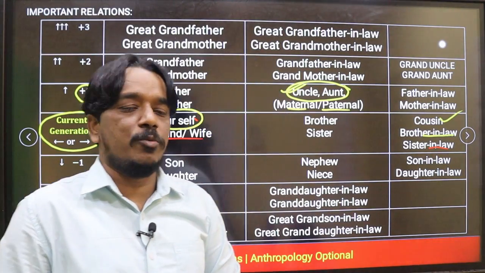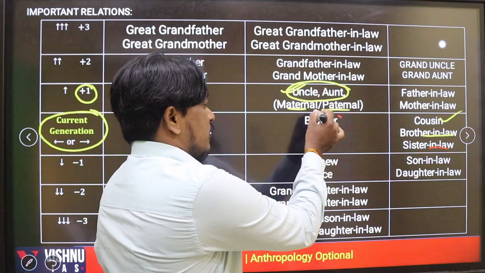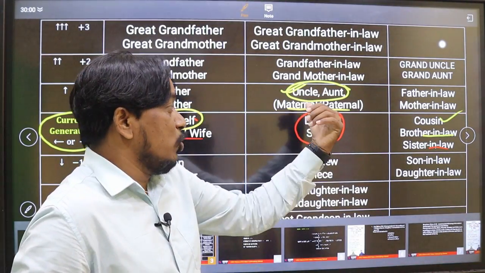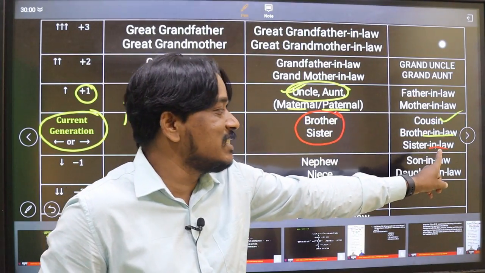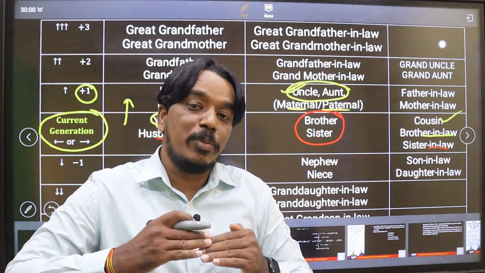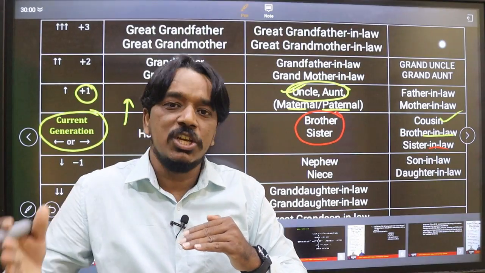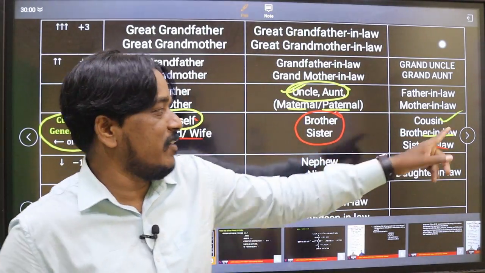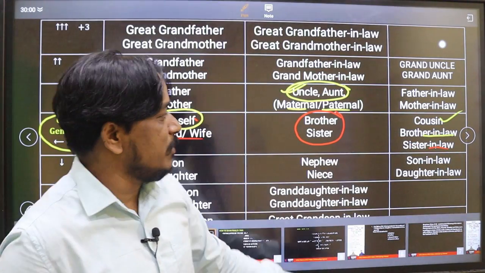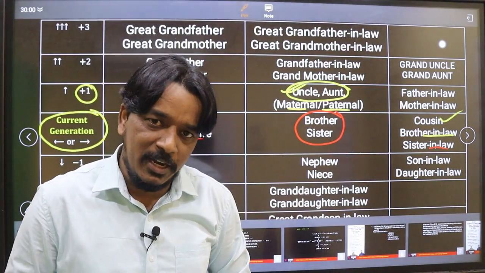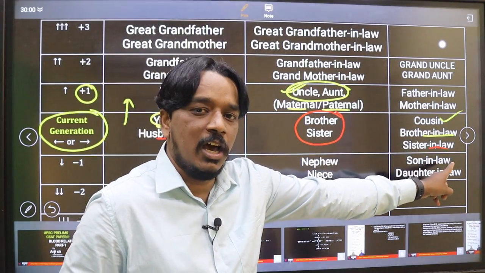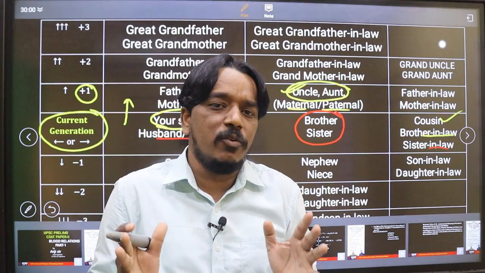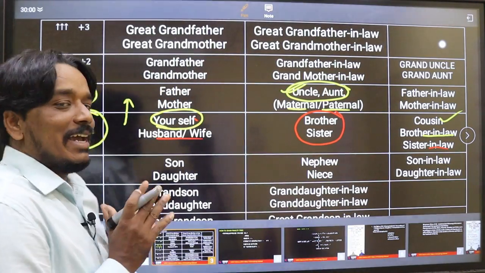Another important point we have to remember: for example, your siblings are also married. If your siblings are married, your brother's wife is again a sister-in-law. That is also important. Your brother is married, and after marriage, you will get an in-law relation. Similarly, if you are married, your wife's or husband's brother and sister are brother-in-law and sister-in-law. Similarly, if your siblings are married, your brother's wife is a sister-in-law and your sister's husband is again a brother-in-law. I hope everyone got the complete clarity about the current generation.